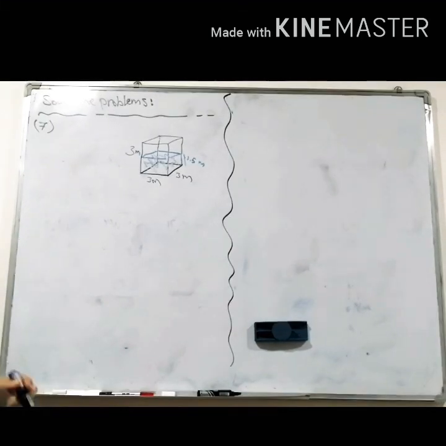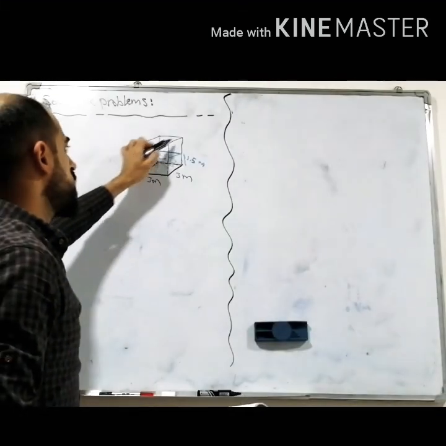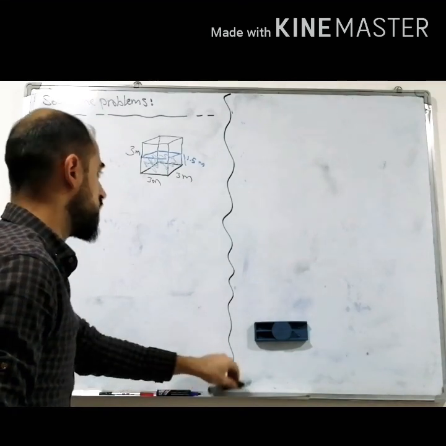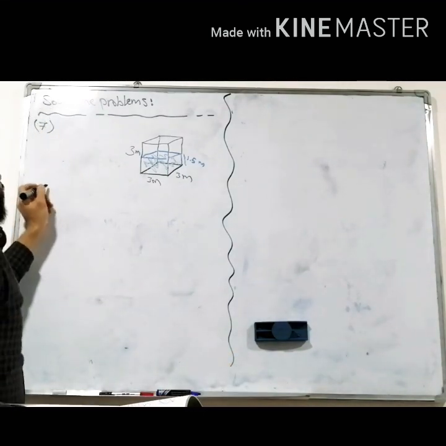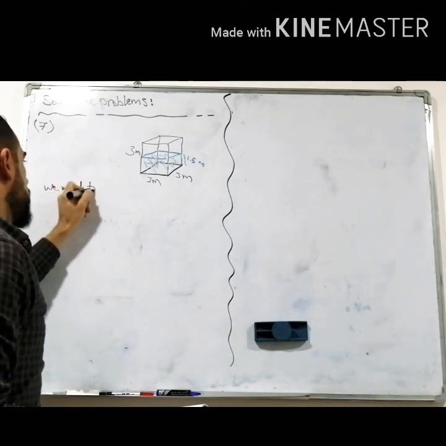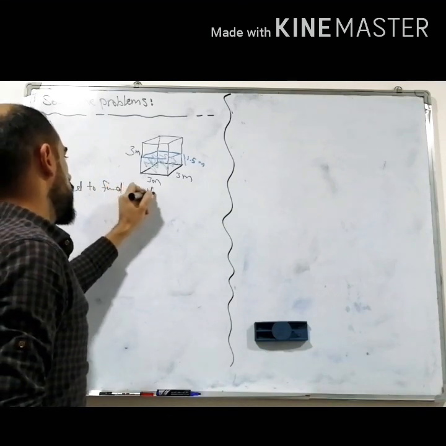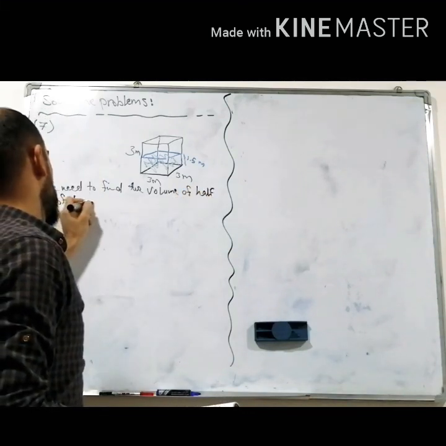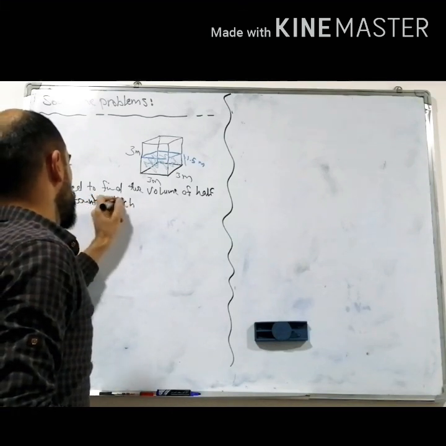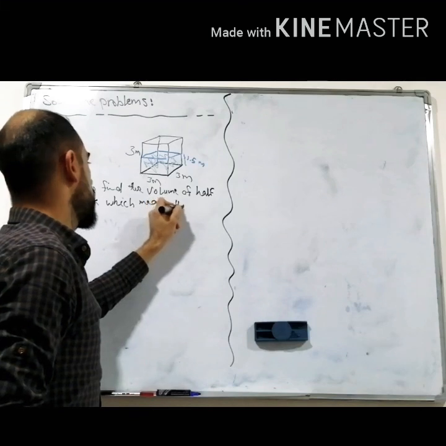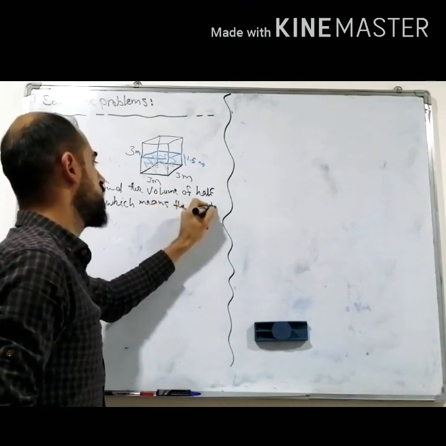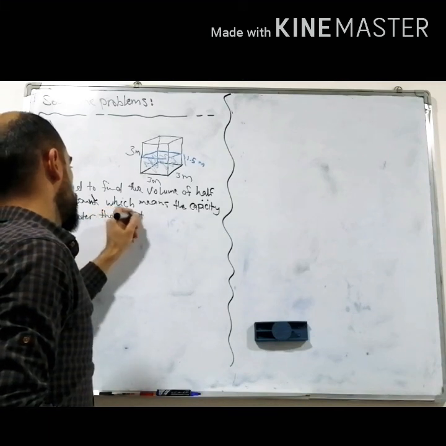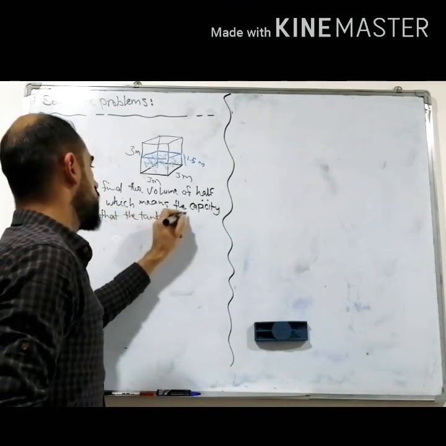Therefore, to find the capacity of water that the tank needs to be filled, it is 3 by 3 by 1.5. Okay? Why? Because the volume is the capacity of water that the tank needs to be filled. We need to find the volume of half of the tank, which means the capacity of water that the tank needs to fill.